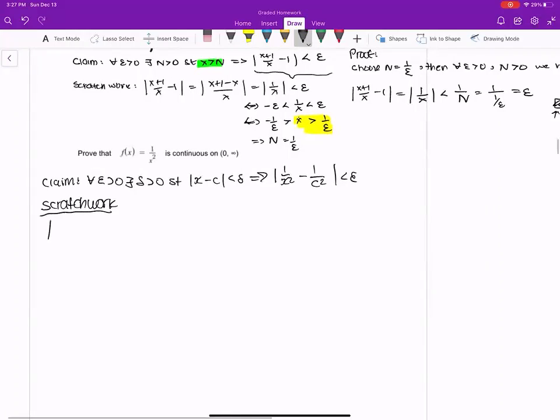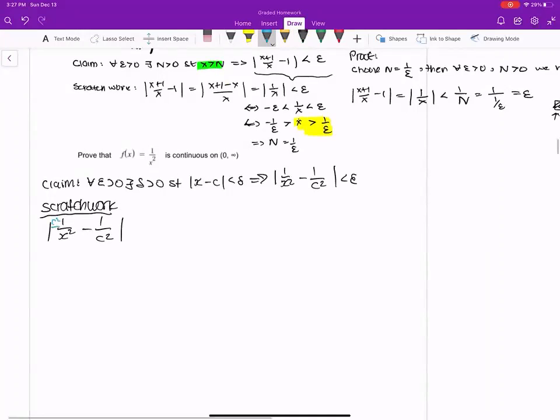Okay, let's start with our inequality, absolute value of 1 over x squared minus 1 over c squared. We can get a common denominator by multiplying this by c squared and this by x squared. That gives you c squared minus x squared over x squared c squared. Now, notice by absolute value properties, you can factor out a negative and it'll come out of the absolute value as a positive. So we can flip these two around. It's perfectly valid with absolute value properties.